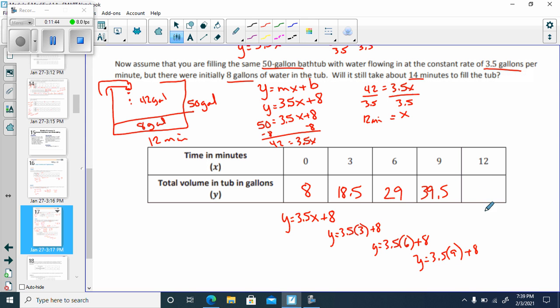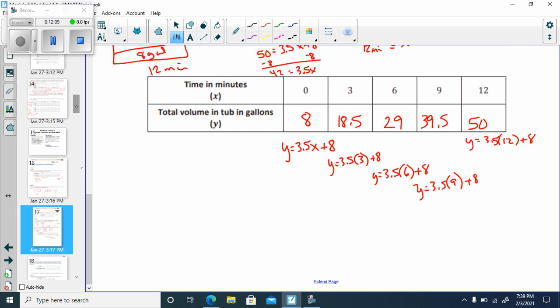Okay? And then the 12 minutes. Let's try that. y is equal to 3.5 times 12 plus 8. 3.5 times 12 plus 8 gives you 50. Isn't that just what we said it would be up here? 12 minutes would give you a total of 50 gallons if you started with 8 gallons in your tank. Okay?